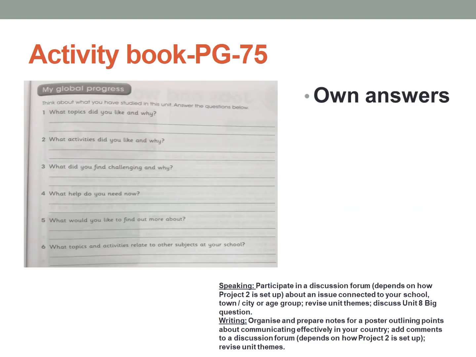And next, activity book, page number 75. Same thing we do every unit. At the end of the unit you need to write this again, related to unit 8 itself, not other units. Okay, just write on what topic did you like in unit 8 and why, what activities did you like and why, what did you find challenging and why, what help do you need now, and what would you like to find out more about, what topics and activities relate to other subjects at your school. So you write down the answer and send it to me on the Class Dojo.